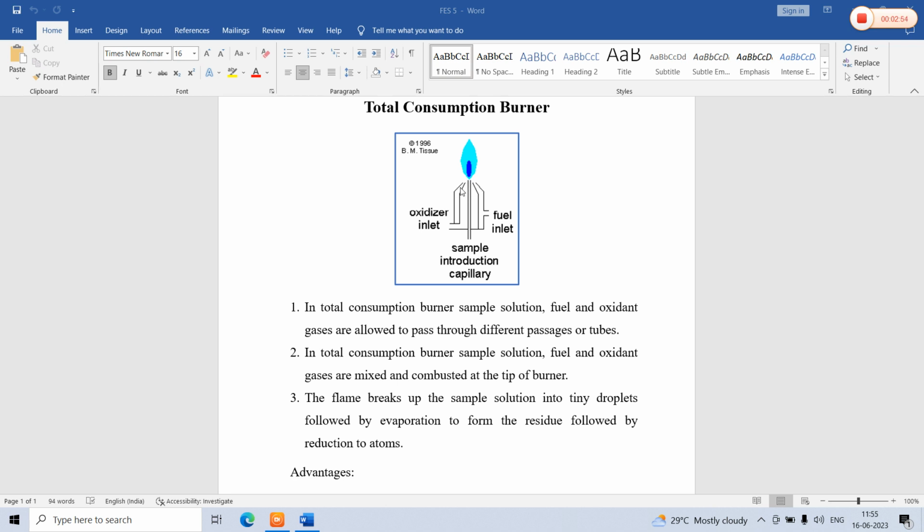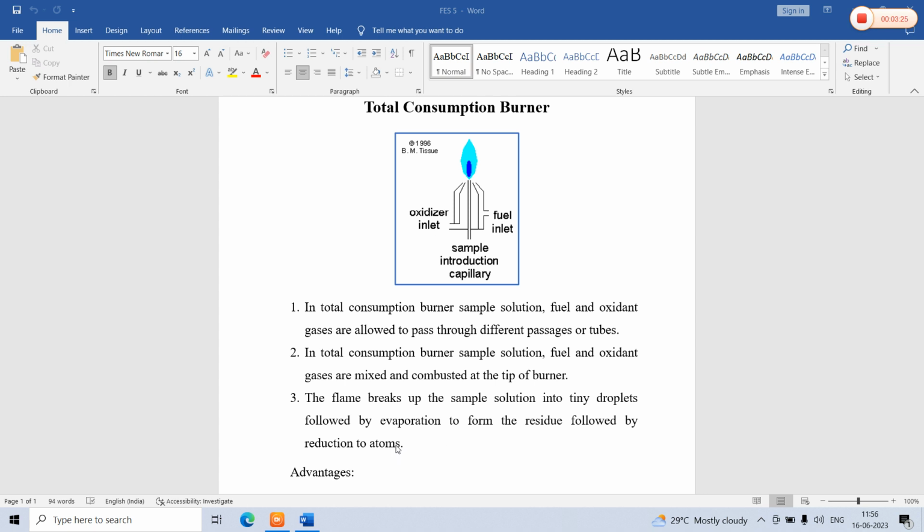Here the mixing of the three takes place, that is sample solution, fuel and oxidant gases, and they get combusted at this point, and the production of the flame takes place. Now this flame breaks up the sample solution. The third point is that the flame breaks up the sample solution into tiny droplets, followed by evaporation to form the residue, followed by reduction to atoms.